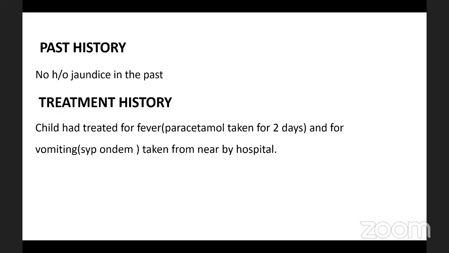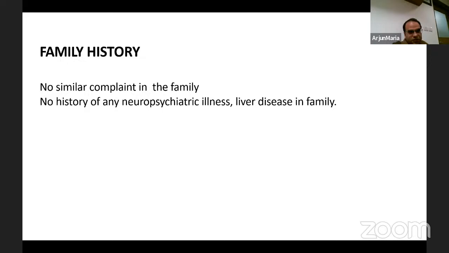Should I proceed, sir? Yes, proceed. Family history: no similar complaint in the family, like jaundice. No history of any neuropsychiatric illness or liver disease in the family. Why are you asking for this? Sir, to rule out autoimmune or any other chronic disease related to the family. No, why did you ask for neuropsychiatric illness?